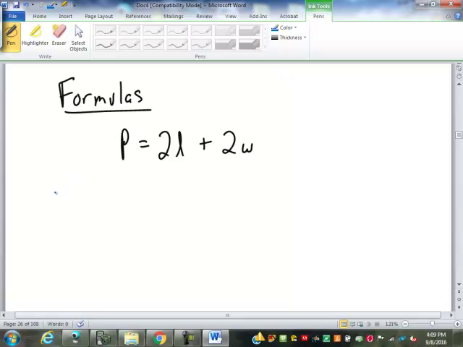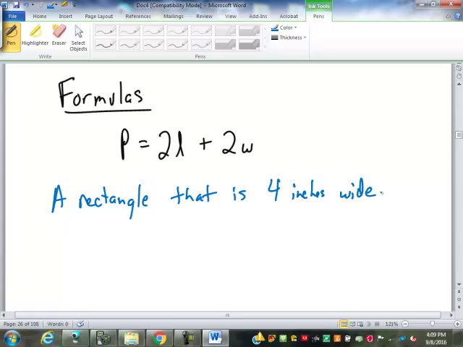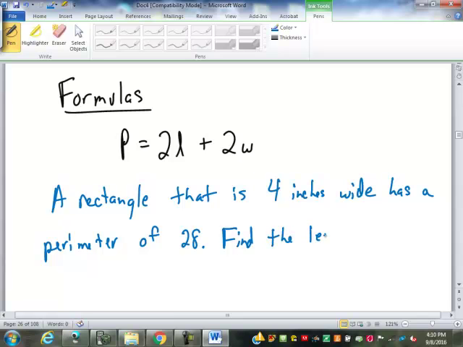So if we are told a rectangle that is 4 inches wide has a perimeter of 28. Find the length.